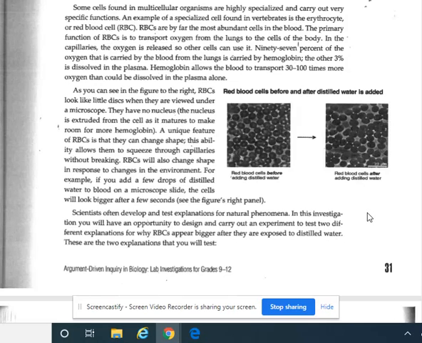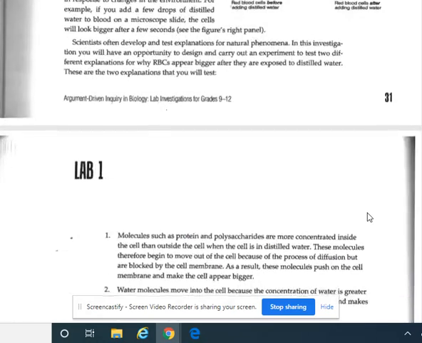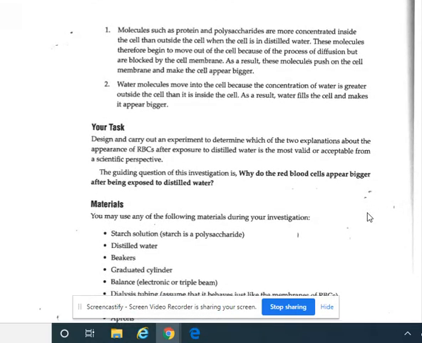Scientists often develop and test explanations for natural phenomena. In this investigation, you will have an opportunity to design and carry out an experiment to test two different explanations of why red blood cells appear bigger after they are exposed to distilled water. These are the two explanations you will test. The first explanation is molecules such as protein and polysaccharides are more concentrated inside the cell than outside the cell when the cell is in distilled water.